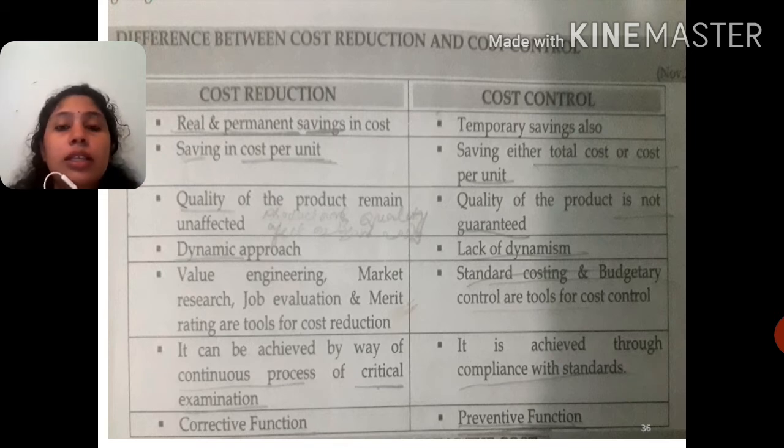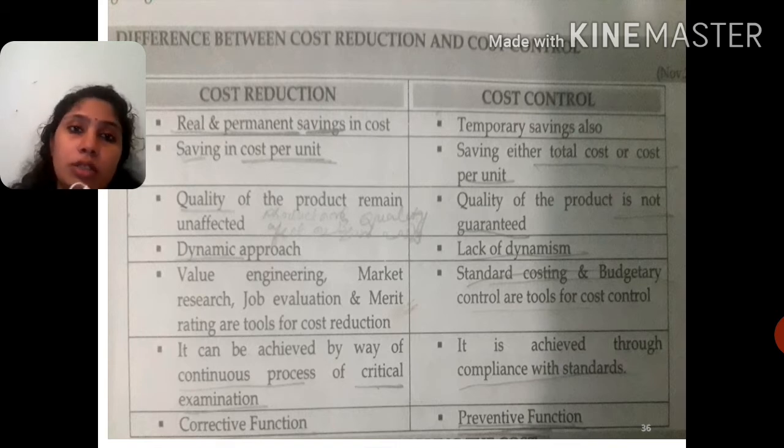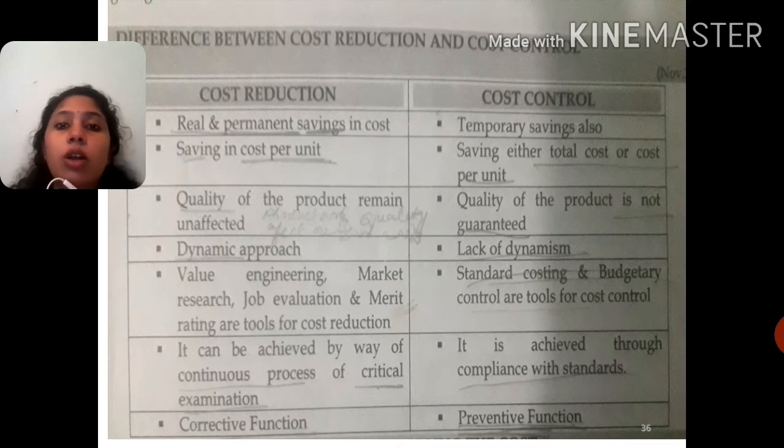So there is a difference of 2 lakh. That 2 lakh is the savings in cost. So it is a real and permanent saving in cost. Now see cost control. Cost control is a temporary saving.